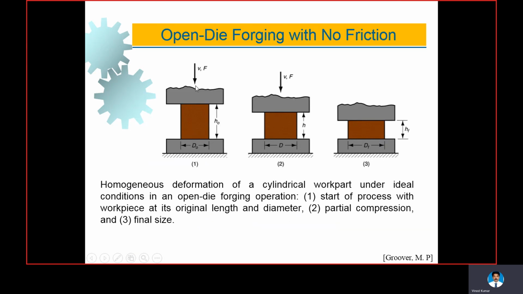Now, when we start forging without any friction, naturally the height will decrease. This is an intermediate condition. As we keep on applying the compressive stress, the height decreases and the diameter increases. At the end, what happens? Height becomes less and diameter becomes maximum. This is the final size. So you will get a uniform cross section, or we can say a homogeneous product. Any place you cut, you will get a homogeneous structure. So we are assuming that there is no friction.